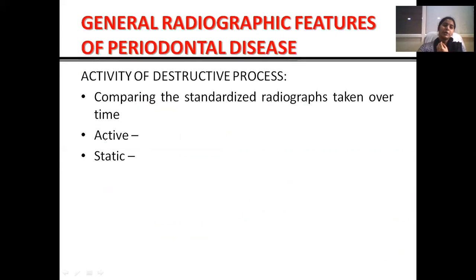So, can we know if the destruction that is going on is active or passive? If the crest of the alveolar bone is irregular and there are more nutrient canals, we can say that the destruction that is going on is active. If the alveolar crest is smooth, then we can say that the destruction that is going on is static or passive.